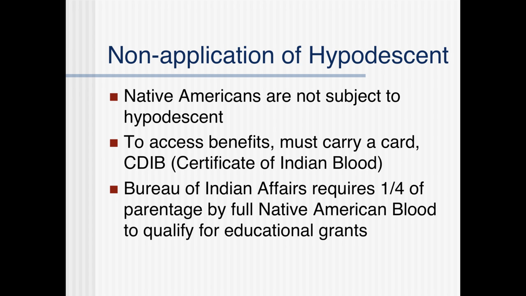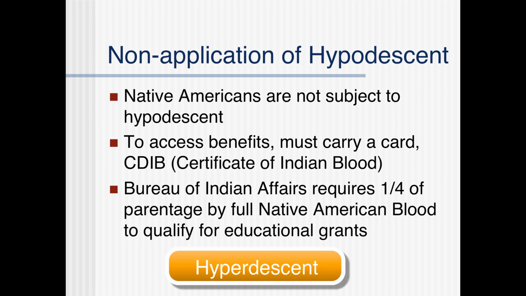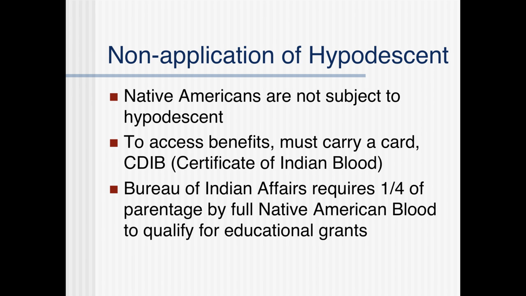On the other hand, Native Americans are not subject to the hypodescent rule. Instead, hyperdescent is applied. In order to qualify for benefits, a person must establish the amount of Native American or American Eskimo parentage. The Bureau of Indian Affairs calls this a Certificate of Degree of Indian or Alaskan Native Blood. And I just want to note that I myself am surprised that the language has not changed to Native American, that it's referred to as Indian by the State Department. Old labels are slow to change.